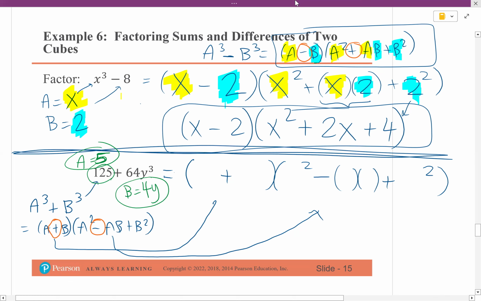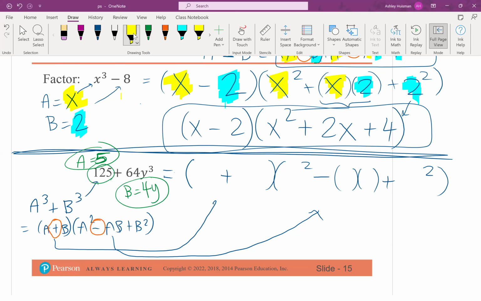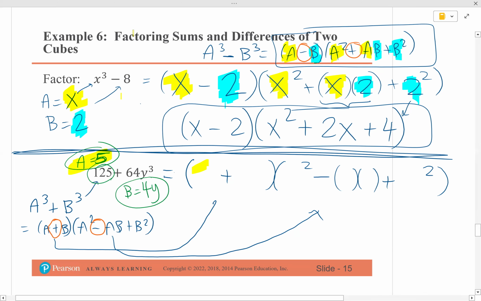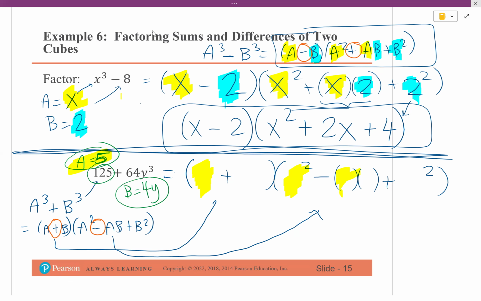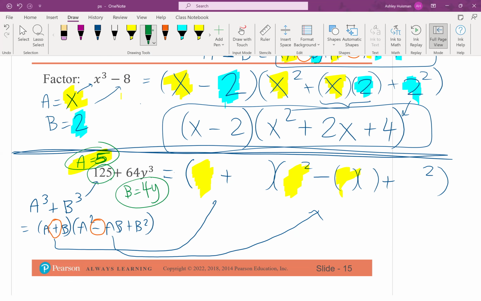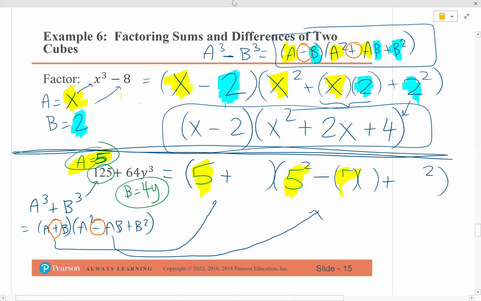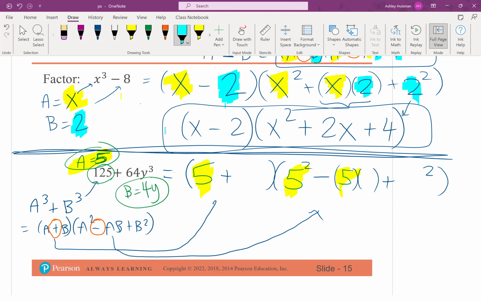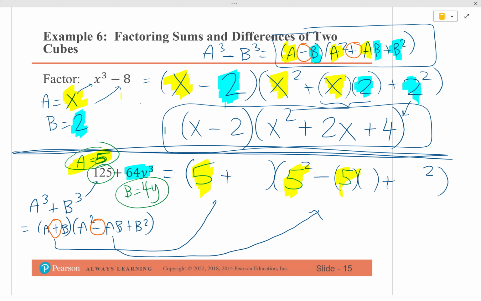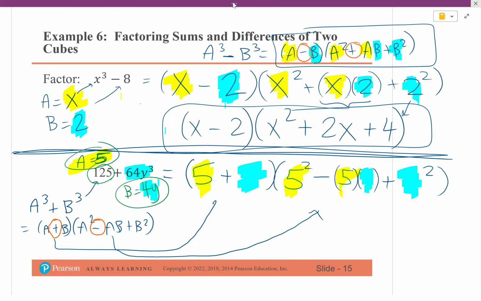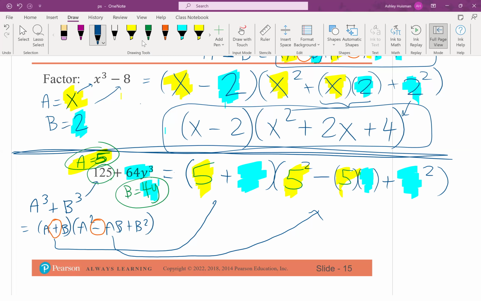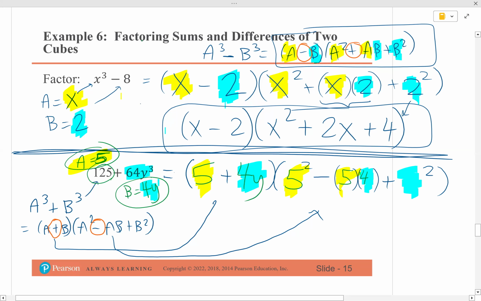Okay, wherever there was an A in the formula, I'm going to put a 5 because in this specific example, A is 5. There was an A there, an A there, and an A there. I'm going to replace them with 5s. And then wherever there was a B, I'm going to put 4y, that's right. There was a B, 4y going there, also there, and also there. And I think we got this. The simplifying is the last step. So you're replacing B in the formula with 4y.